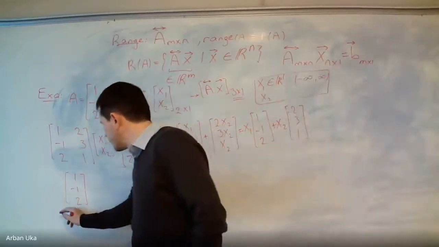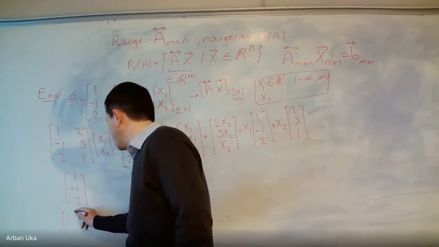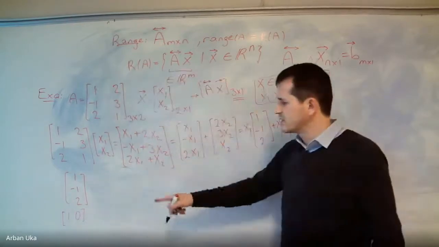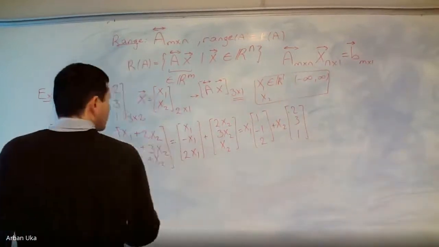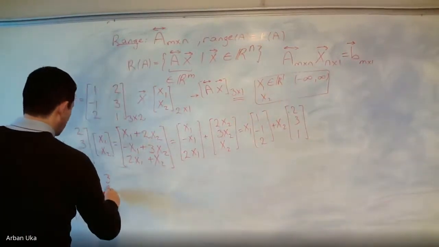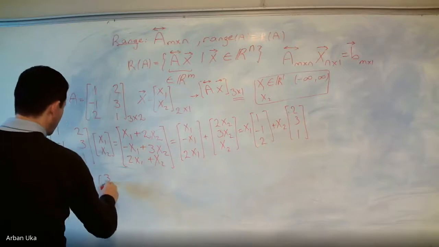I think yes, because we can obtain this vector by making x1 1 and x2 0. That's true, 1, 0. So let me write this here. We get this if you multiply with 1, 0. Okay, 1, 0, this denotes the coefficient. What about 3, 2, 3? Is this in the range of A?